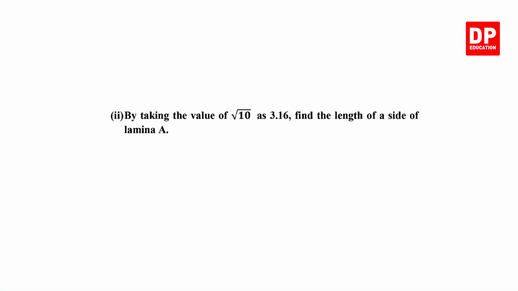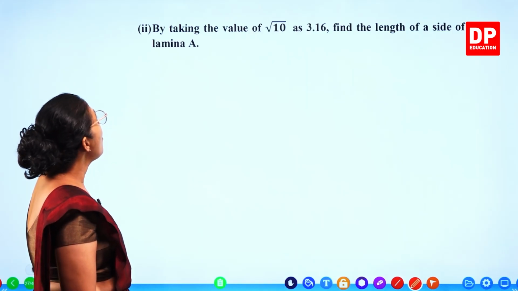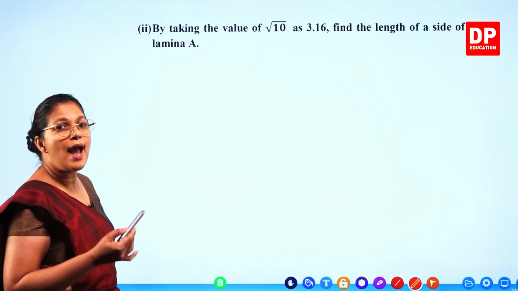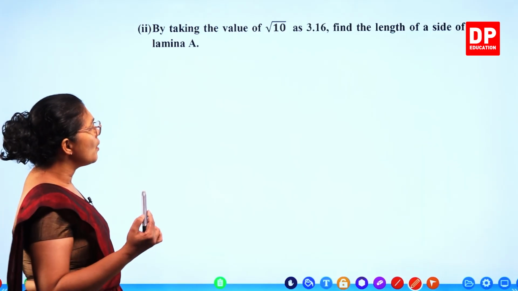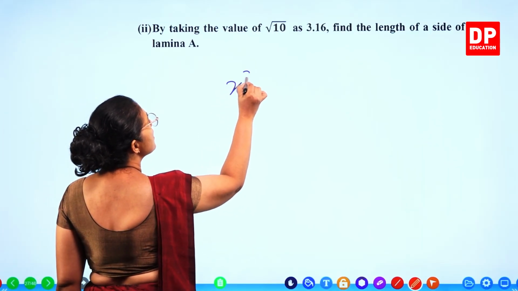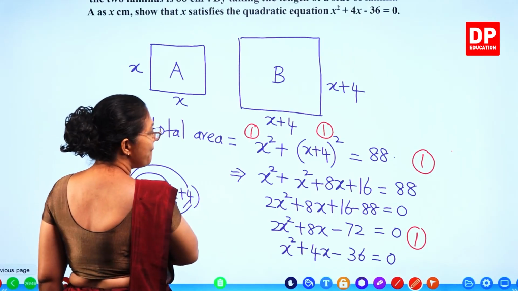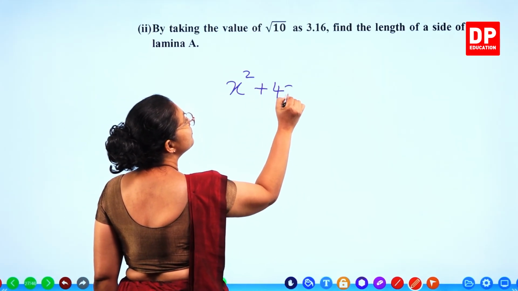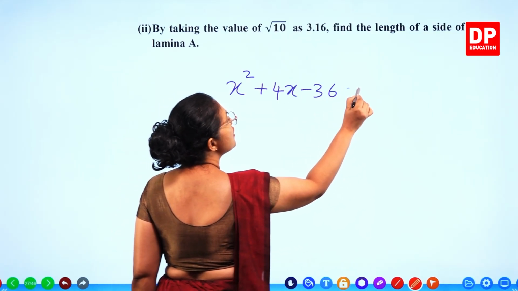By taking the value of root 10 as 3.16, find the length of a side of lamina A. So that means you have to solve the quadratic equation and find the x value. So what's the equation we got? X squared plus 4x minus 36 is equal to 0.